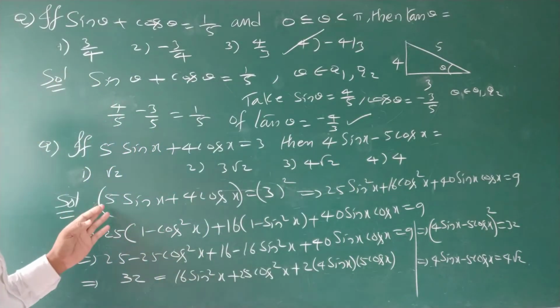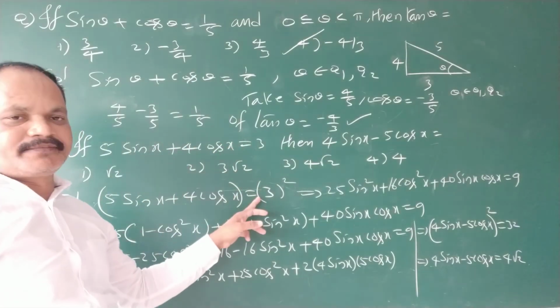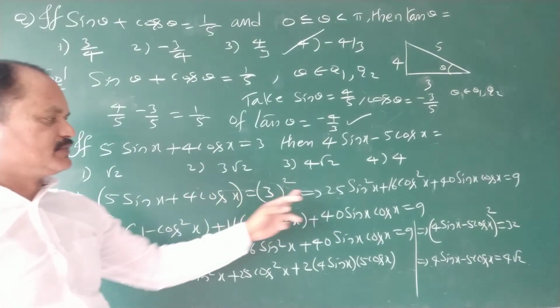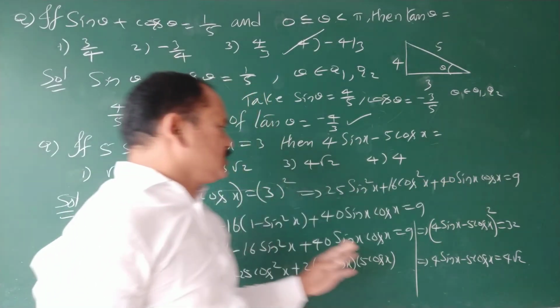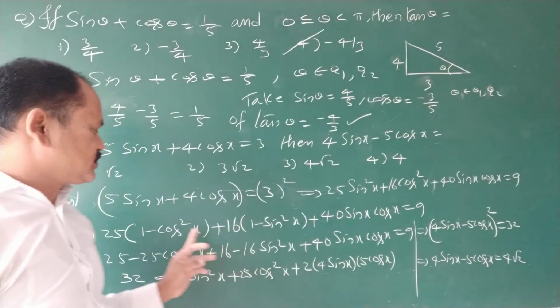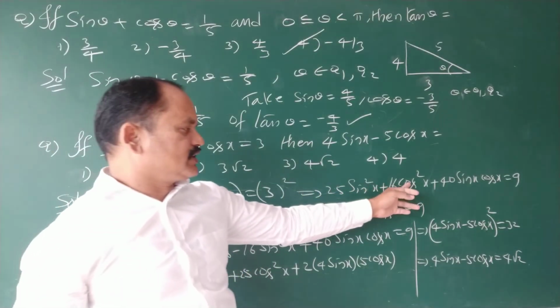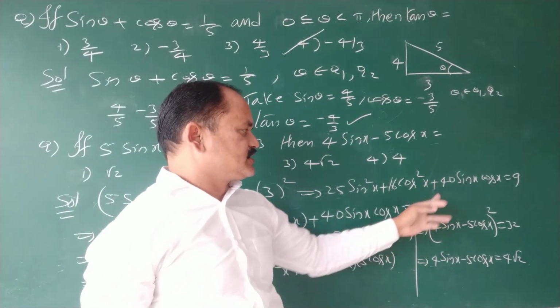Now here, 5 sin x plus 4 cos x is equal to 3. Apply squaring on both sides. Expand it in the form of a plus b whole square, that is a square plus b square plus 2ab, which equals 9. Now this can be written as 25 into sin square, which is nothing but 1 minus cos square x, and 16 into cos square, which is nothing but 1 minus sin square x. Here 40 sin x cos x is equal to 9.